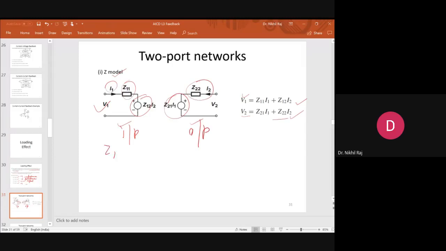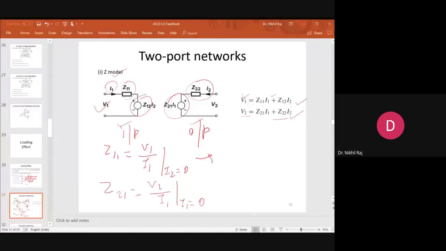So here, what is Z11? Z11 is given by V1 by I1, and the condition is that I2 should be 0. When this condition is met, then only I can calculate Z11, because we have three variables here, V1, I1 and I2. So to calculate any value, I have to substitute at least one variable to some fixed value. So here if I assume I2 is 0, then I can calculate Z11. Similarly, if I want to calculate Z21, I will write V2 by I1 when I1 is set to 0.